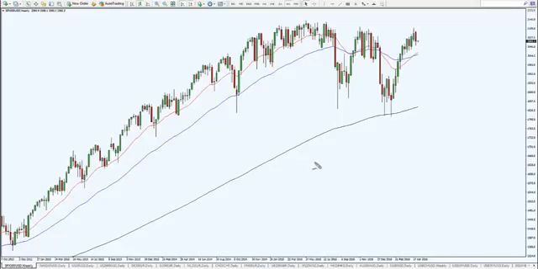Number one, define the trend. So how do I define the trend? The 200-day moving average has to be pointing higher. And if price is above it, then the market is in an uptrend. So number one, we've got it.